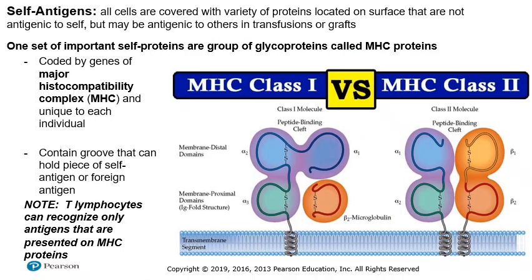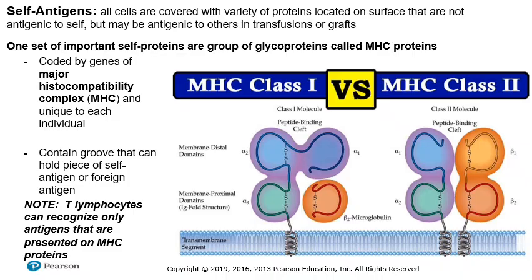Self antigens. All cells are covered with a variety of proteins located on the surface. And these are not antigenic to us. These are our proteins and therefore we should not be reacting to them. But they may be antigenic to others. That's why we have to be very careful that there's going to be good cross matching before a transfusion or an organ transplant is going to happen.